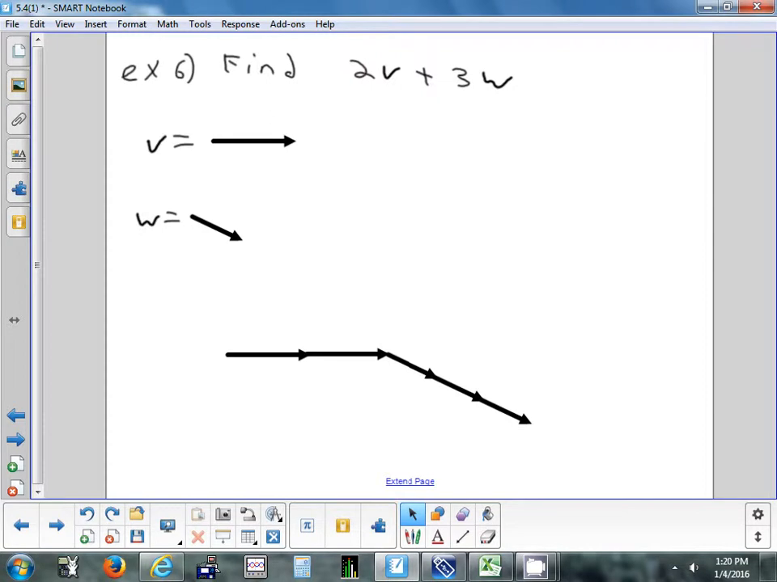And then Megan, what do I do to get my final answer? So we go from the first point to the last point. Yep. Just connect beginning to end. And that's 2v plus 3w.